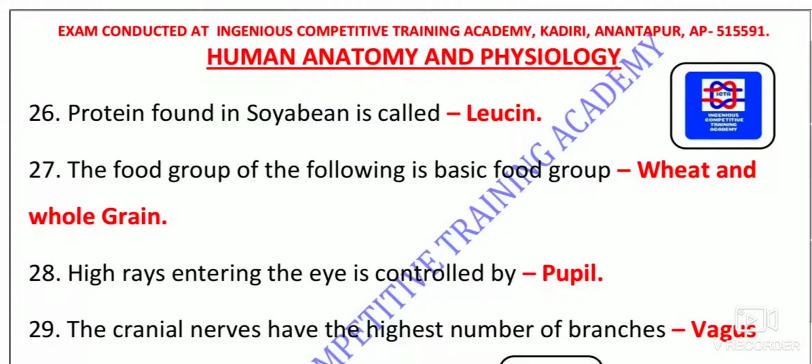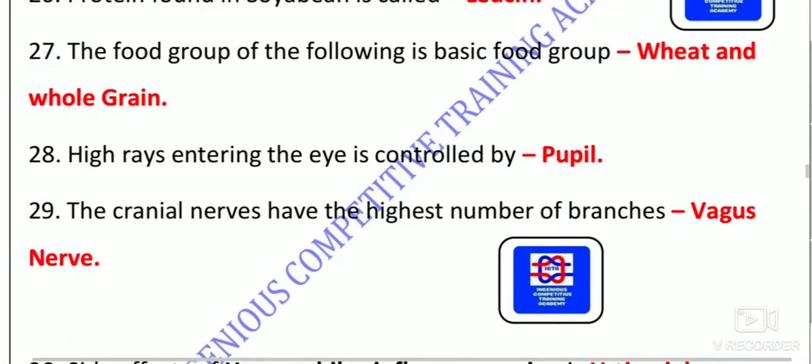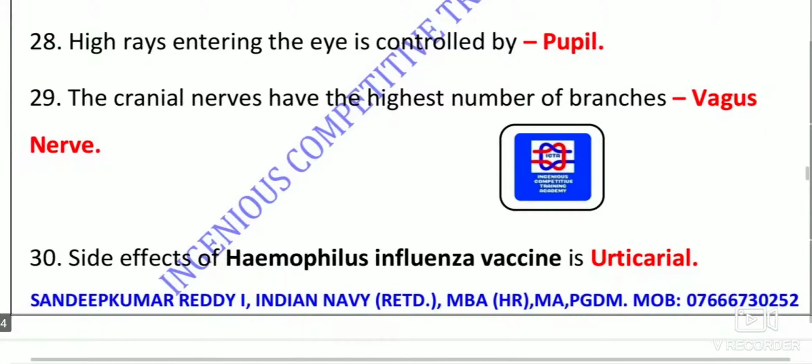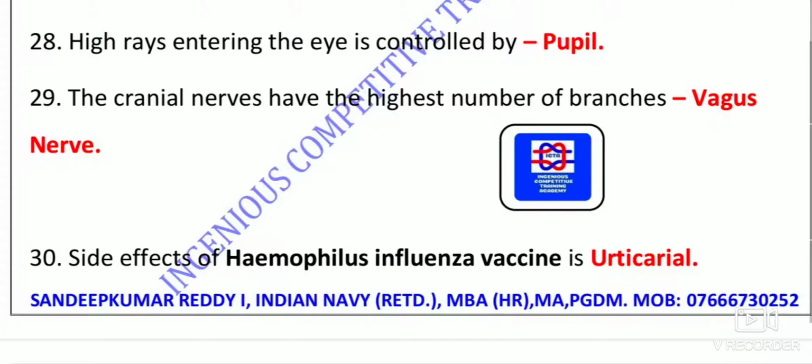Next we have, the protein found in soybean is called, that is, we will find the maximum protein. That protein in soybean is called leucine. The food group of the following is basic food group, that is, wheat and whole grain are the food groups which are basic food groups. High rays entering the eye is controlled by, we knew that the intensity of the light is defended by the pupil. Next we have, the cranial nerve with the highest number of branches, that is, the vagus nerve is the one which has got the highest number of branches.